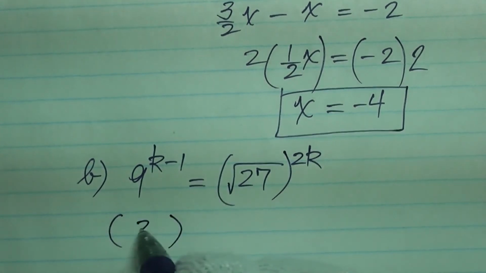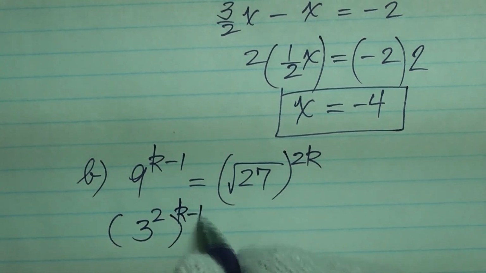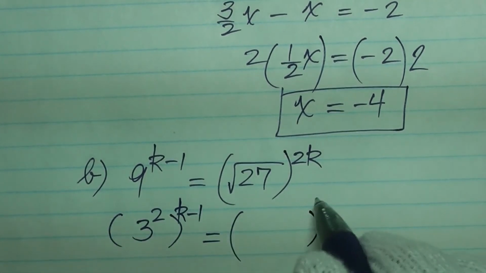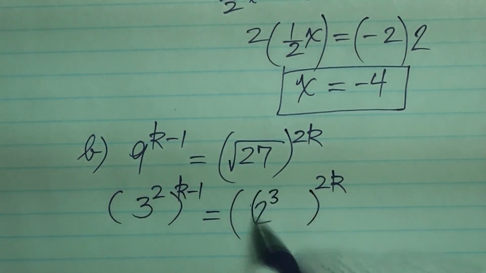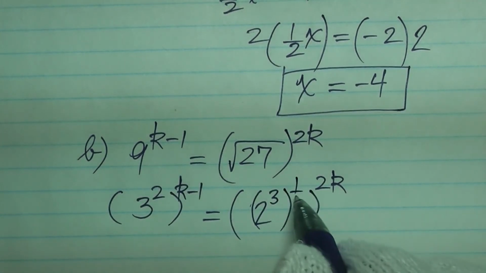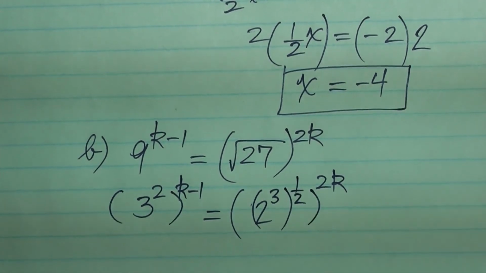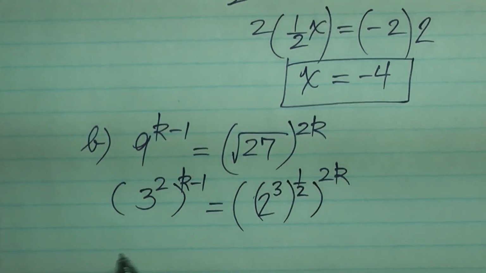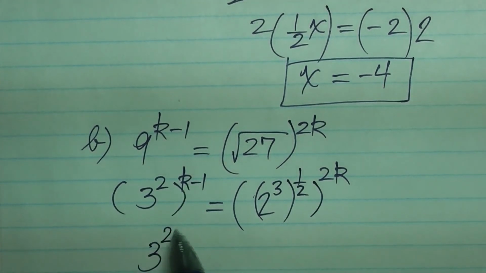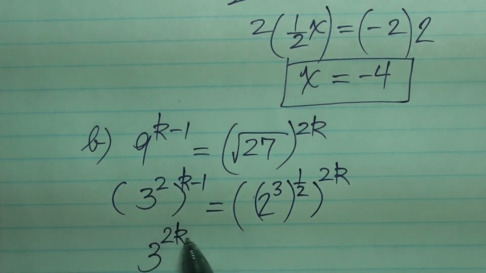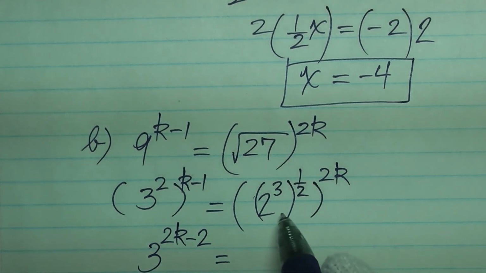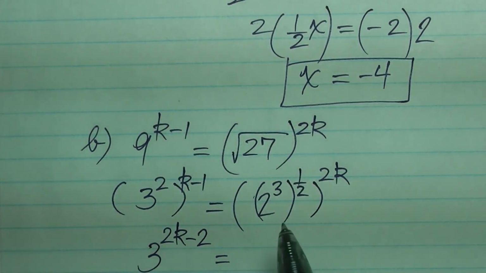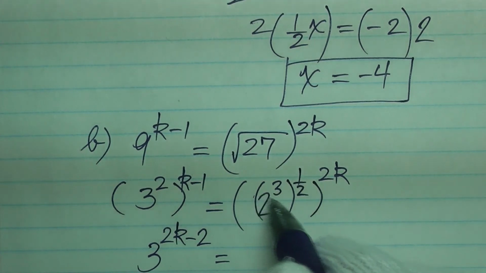So I can write 9 as 3 squared. I can write 27 as 2 cubed, and the square root of 27 is 2 cubed to the half. 2k, 2 times negative 1 is negative 2. Yes, sorry, this should be 3.